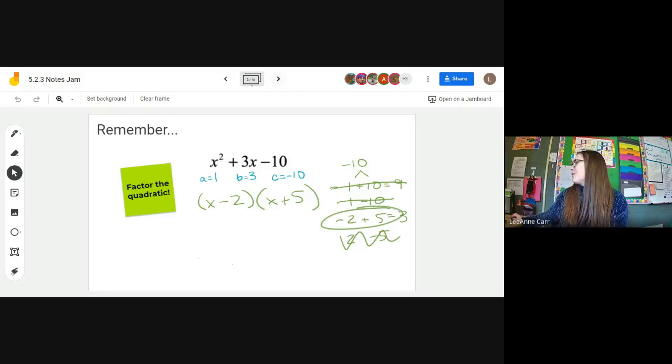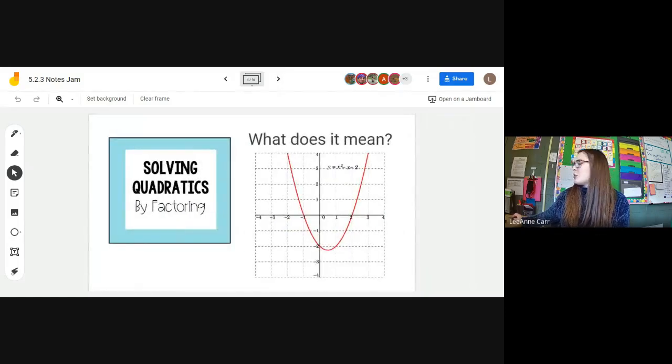So I'm going to move on to frame 4. So everybody, if you are on the Jamboard, we are now moving on to frame 4. Because what we're doing today, you're going to hear me say solve the quadratic, or you're going to see the directions that say solve the quadratic by factoring. And we want to know what exactly we're doing. What does that even mean?